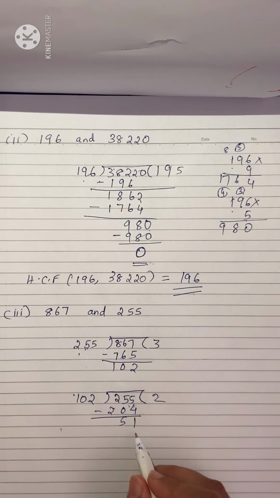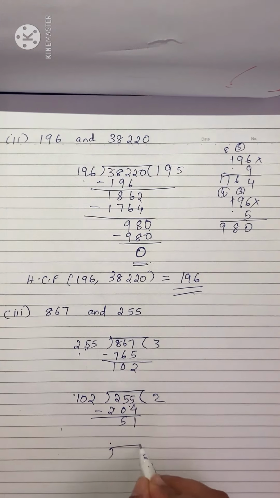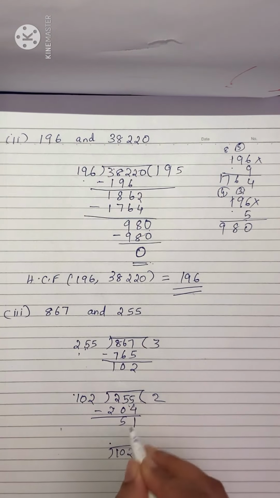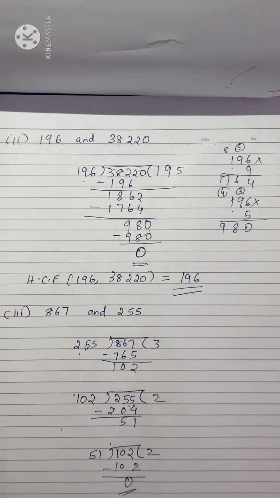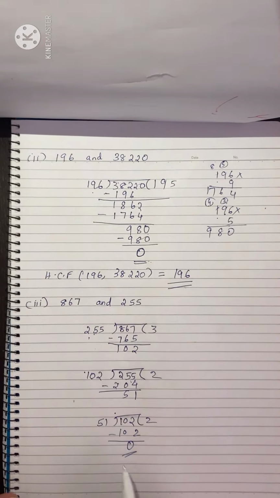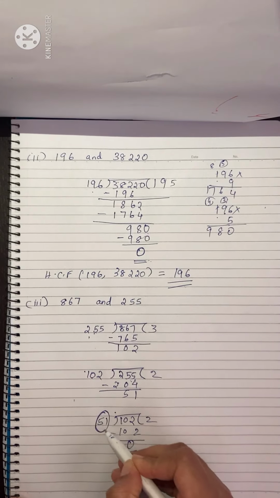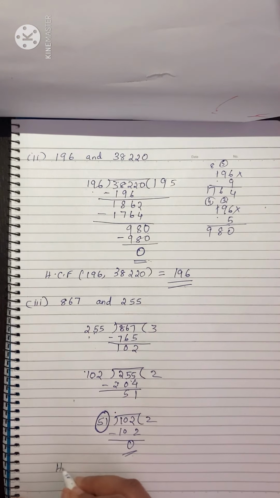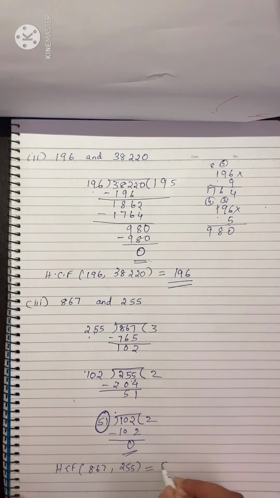Again the remainder is not 0, so we have to divide it again. So take 102 as the dividend and 51 as the divisor. 2, 5 2s are 10. Now we got the remainder as 0. So we can stop this, and our HCF is the last divisor. So HCF of 867 and 255 equals 51, like this.